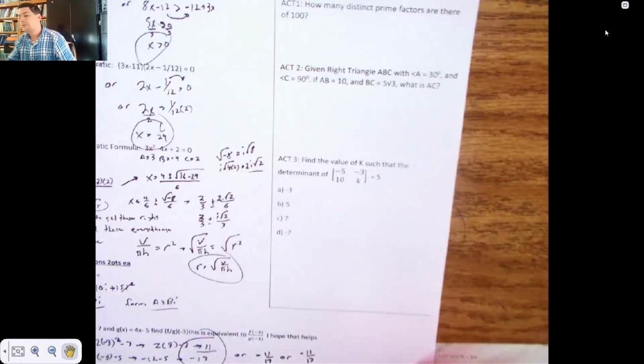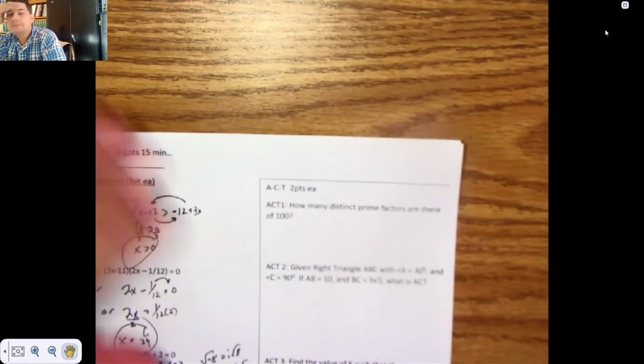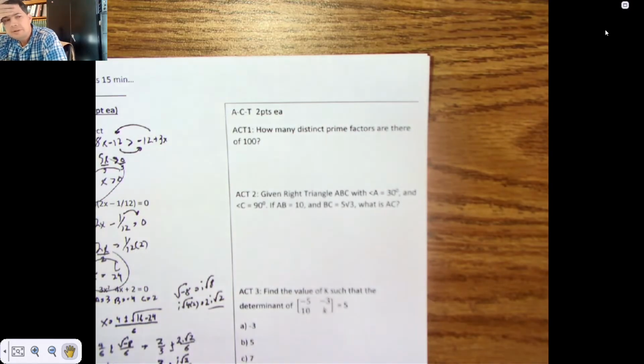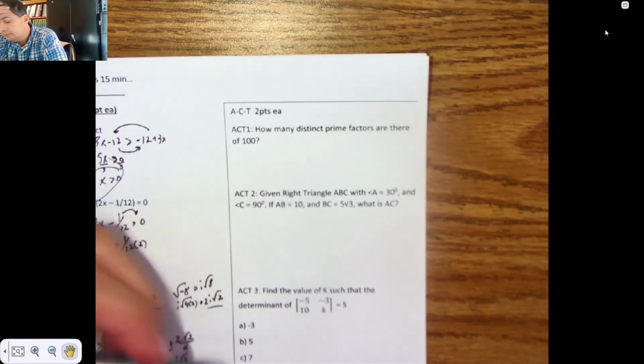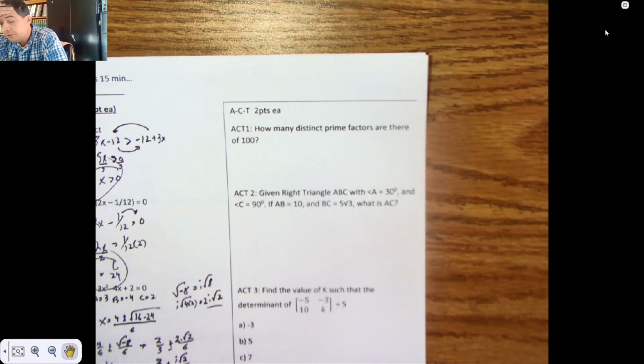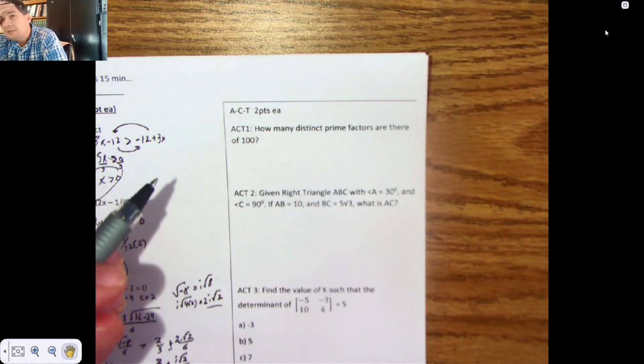All right, moving up top onto ACT. A lot of kids, for some reason, still think these are optional, like they just leave them blank. Anyways, not supposed to. How many distinct prime factors are there of 100?